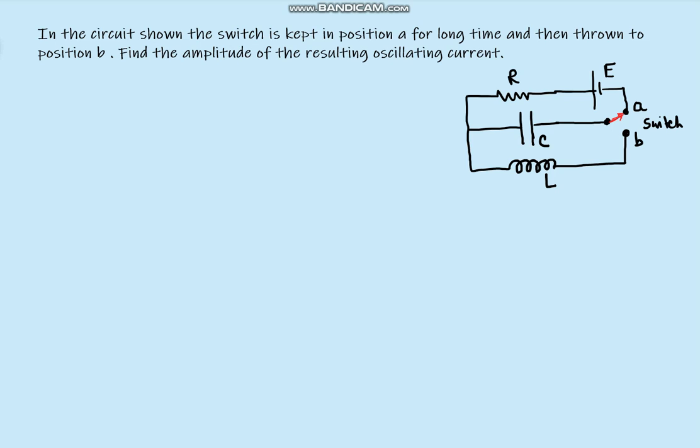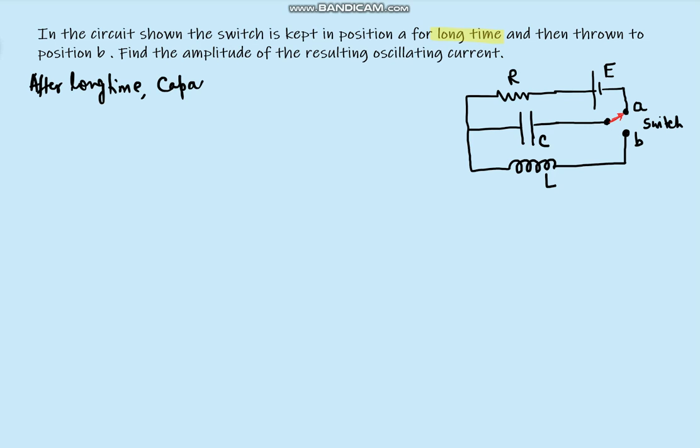Now, if the switch is in position A, you are able to see that it is an RC circuit connected to just a battery of EMF E. So after a prolonged time, what will happen? They have mentioned that it is connected for a long time. So after a long time, there won't be any current in that particular circuit.